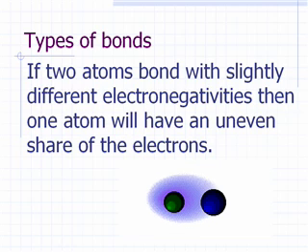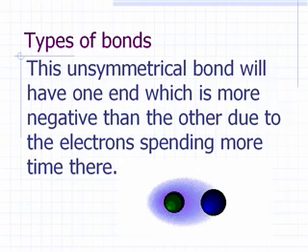However, if two non-metal atoms bond and form a covalent bond, and they have different electronegativities, you'll find then that one atom will have a greater share of the electrons than the other one. It'd be like if you were sharing a block of chocolate with a younger sibling. You both share it, but you'd probably get a bigger share than they would. And the same thing happens with atoms in covalent bonds. So you'll end up having an unsymmetrical bond with one end which is slightly more negative than the other, because the electrons spend more time at that end of the bond.